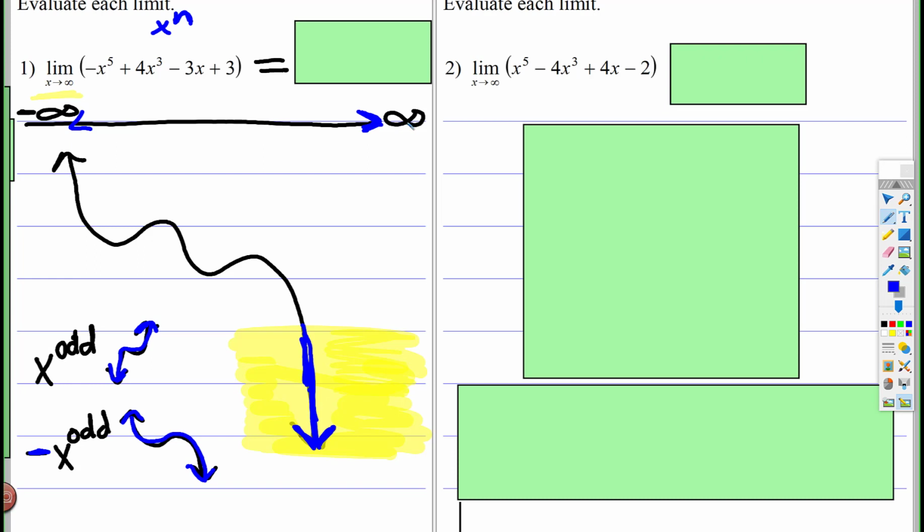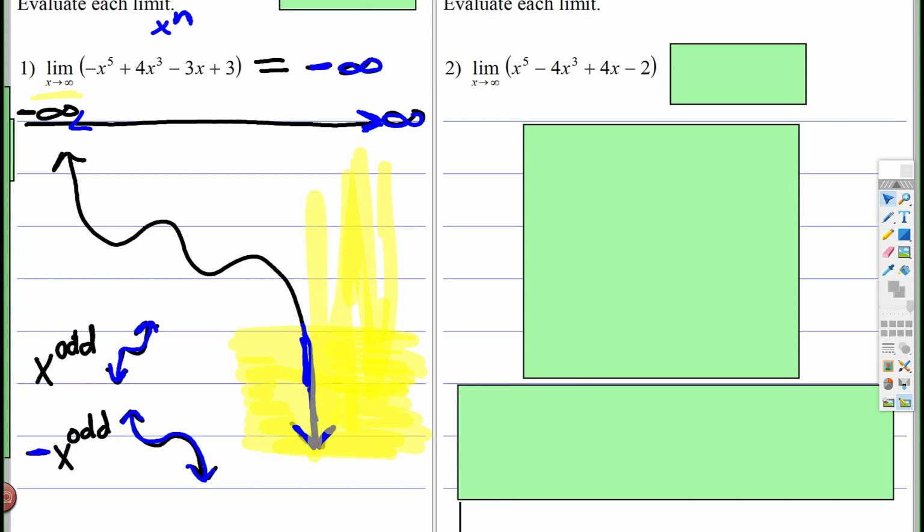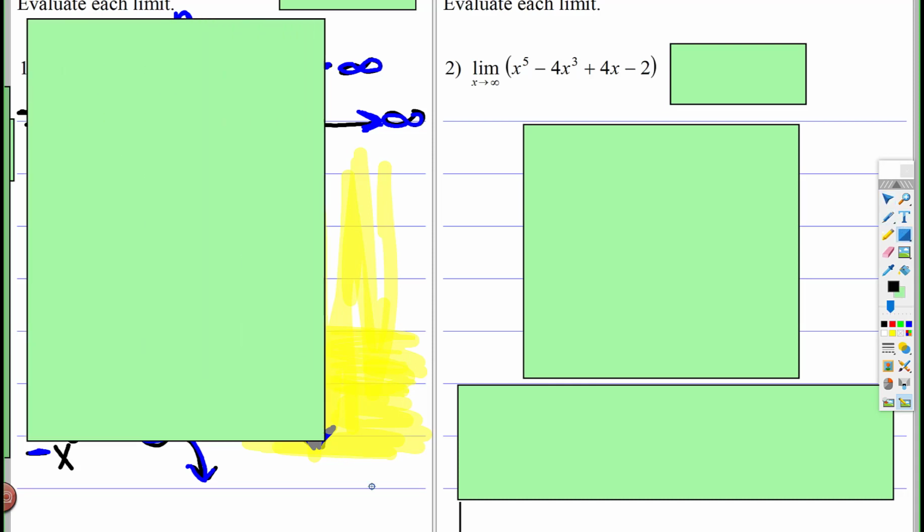And as we head towards positive infinity, what are the y values doing? Well, the y values are headed towards negative infinity. All right, so now I'm going to cover this one up.